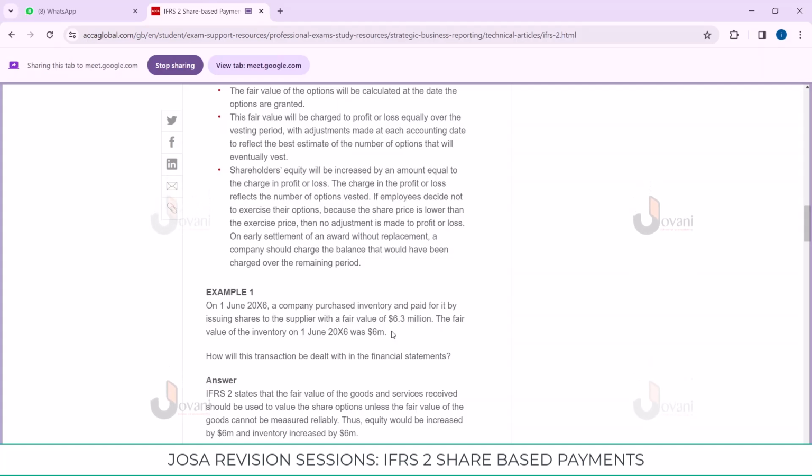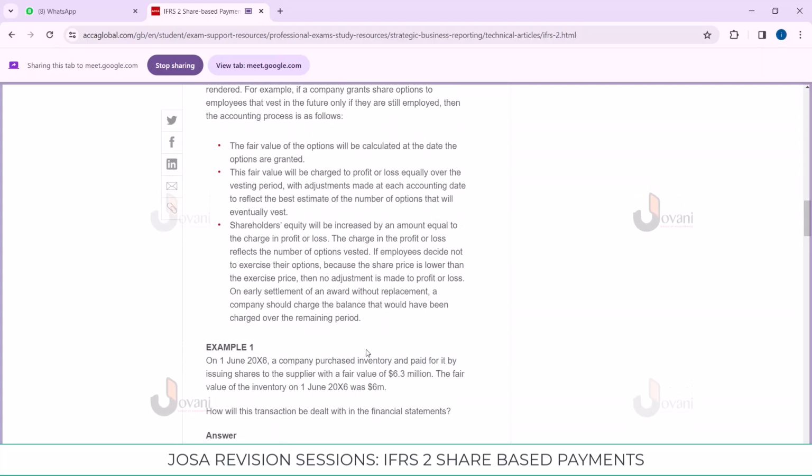Since we are covering receiving inventory, we debit inventory and we credit at 6 million. Then we credit the equity. Yes, that's what I think. With how much? 6 million.